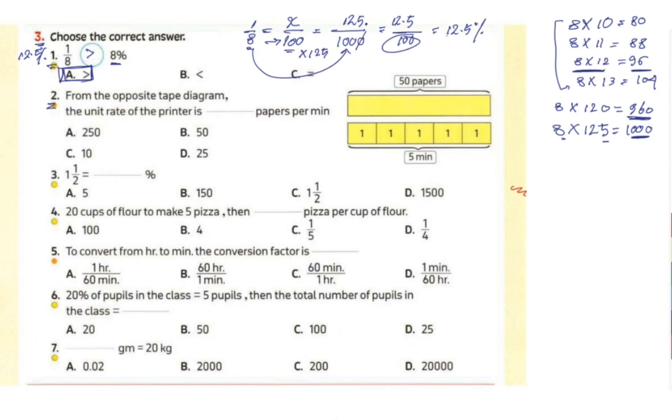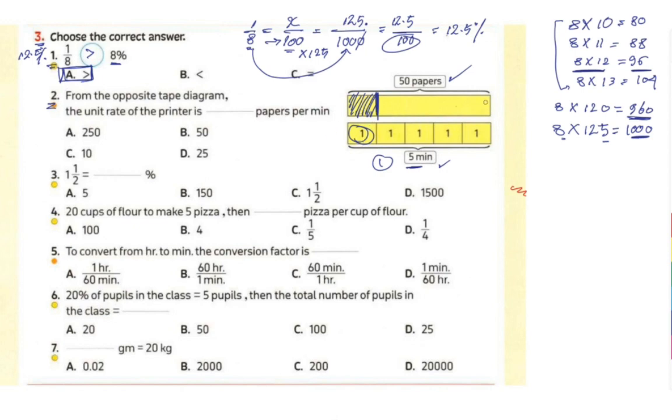Okay, next question. From the opposite tab diagram, the unit rate of the printer is what papers per minute? I have some printer. This printer makes 50 papers per 5 minutes. For the unit rate, I need to make the second term as 1. Where is 1 here? There is 1. What's the amount corresponding to this unit? This place. Right? So I need to know what papers for 1 minute.